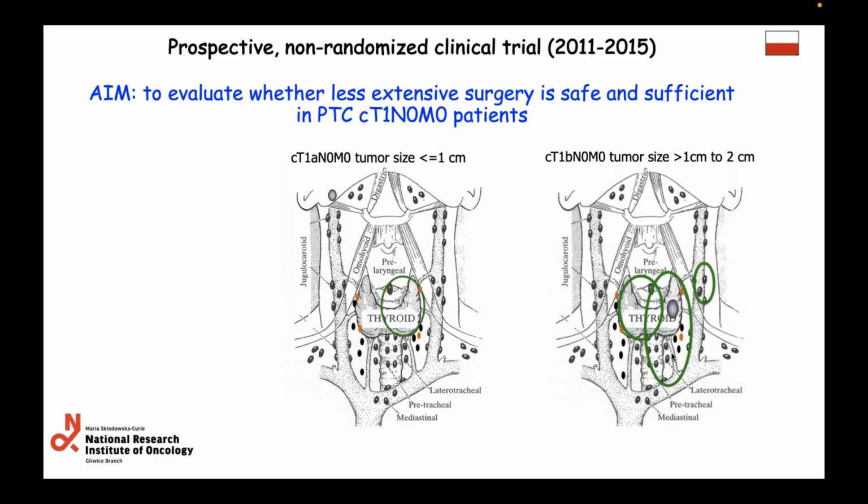And we performed such a trial. Between 2011 and 2015, we performed a prospective non-randomized trial to evaluate whether less extensive surgery is safe and sufficient in patients in clinical stage T1 and N0M0. In patients with microcarcinoma, with unifocal thyroid cancer without any suspicion of lymph node involvement, we proposed and performed only lobectomy. The reduction of surgical extent in the T1B group was performing only ipsilateral central neck dissection, and total thyroidectomy was still performed in this group of patients.